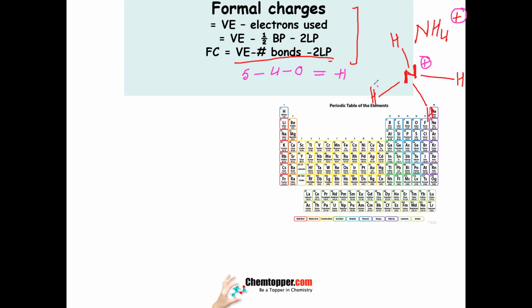Can you check the formal charge on hydrogen? Sarayu, hydrogen, formal charge. Yeah, 1 minus 1. Shrestha, this is for hydrogen.